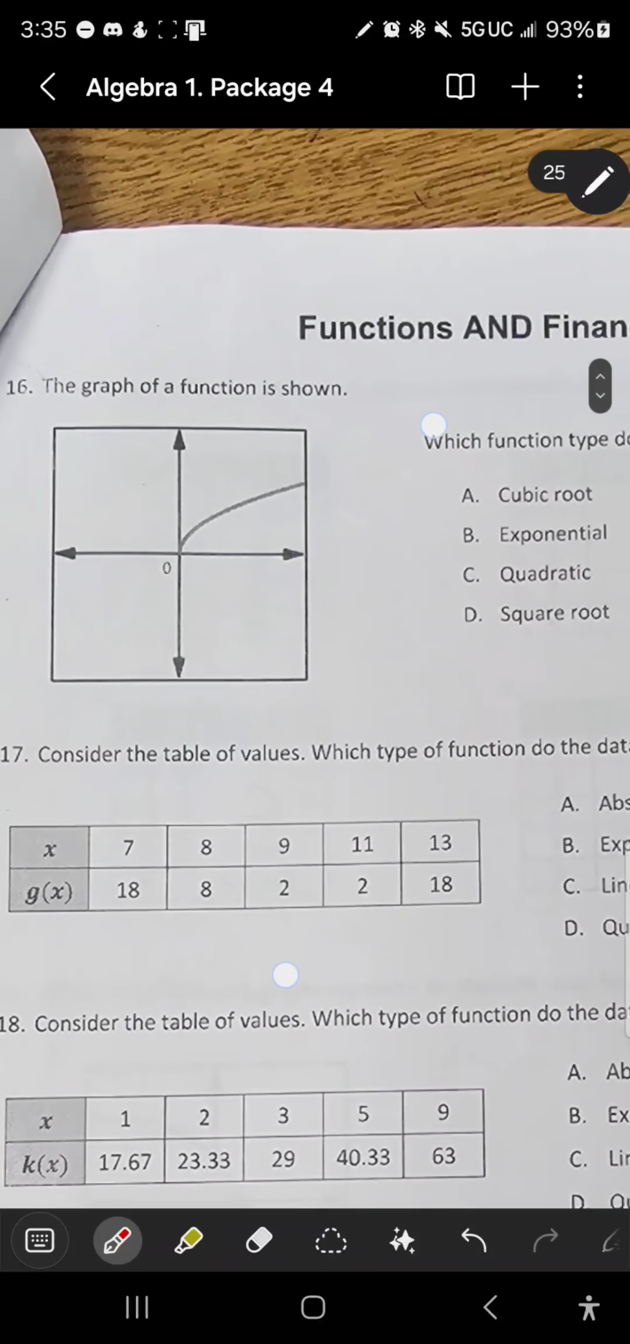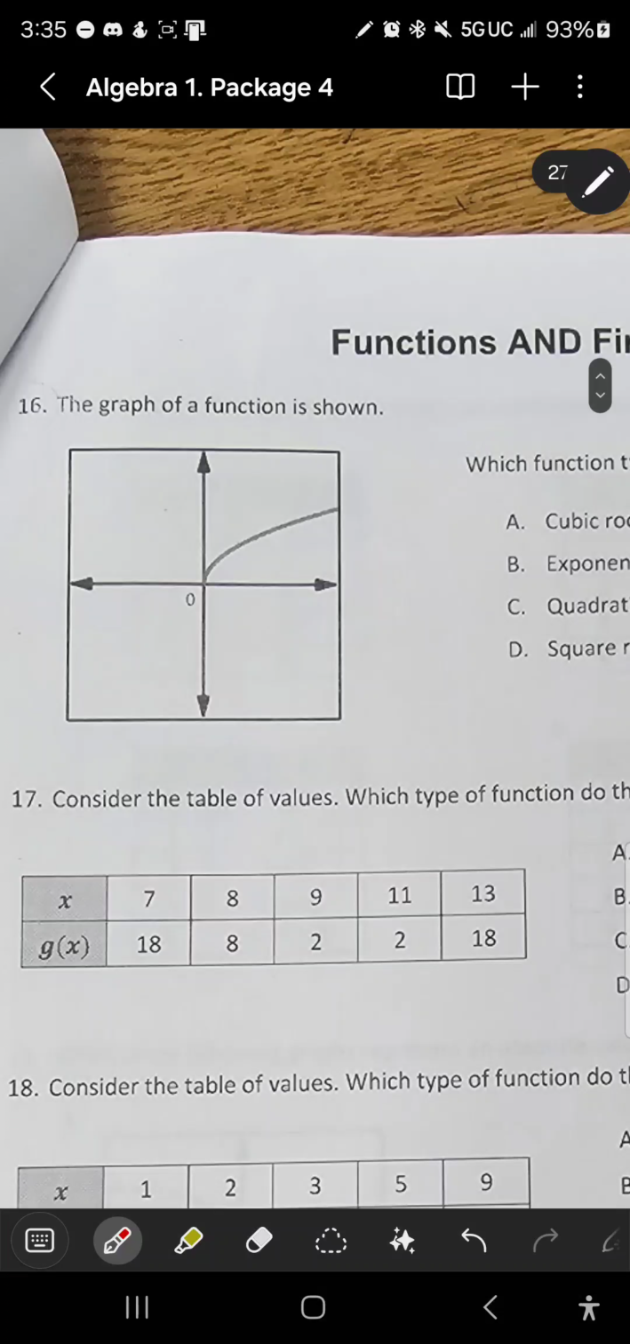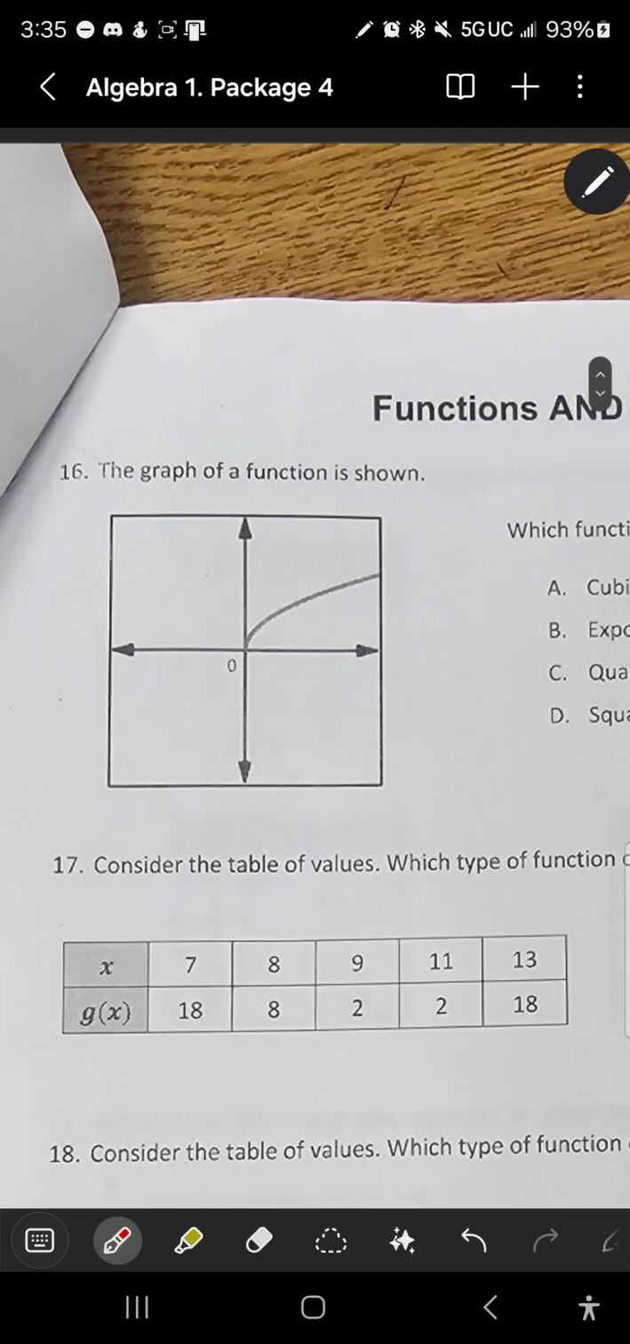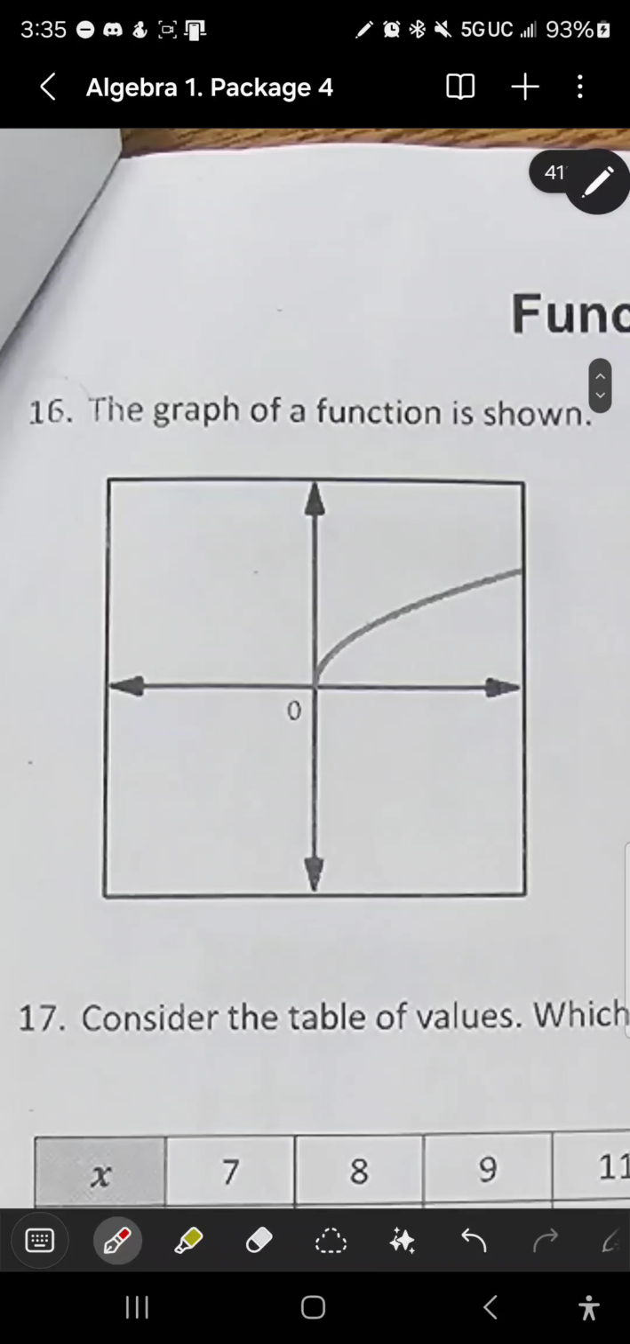Now, for number 16, let's see. The graph of a function is shown. As soon as I see this, I can discard a couple of options right away. The two easiest ones are linear, since this is not a straight line, so this is not linear. Also it's not cubic, because it's not facing up like a U facing up or a U facing down.